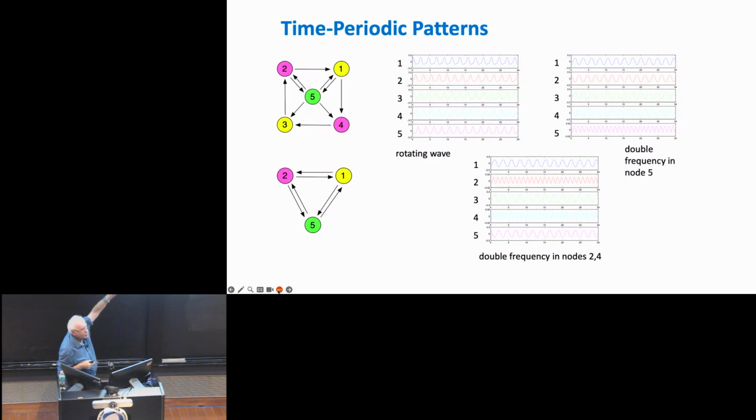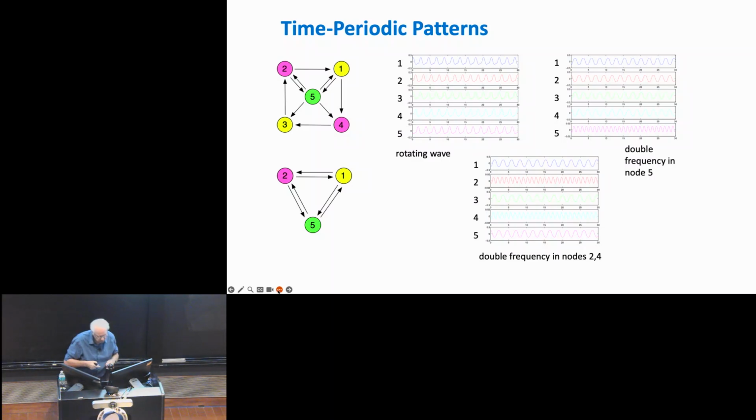And on the quotient network, that kind of structure makes perfect sense, and there are general theorems about existence of these patterns. But when you lift back up to the 5-node network, those patterns lift up as well.